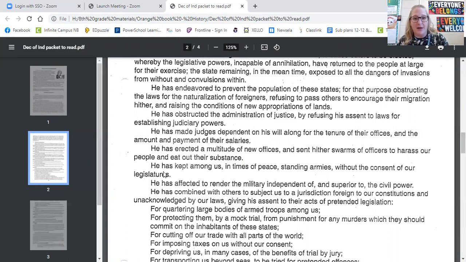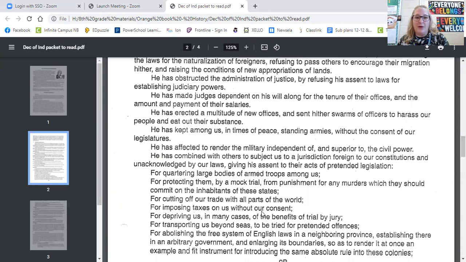Okay, highlight this part. He has kept among us in times of peace standing armies without the consent of our legislatures. Okay, this is important because, again, this is the Quartering Act. The Quartering Act said that soldiers needed to be housed by the colonists because they didn't have the money to pay for housing for them. So therefore, people could have some strange men living in their house simply because they needed to house and take care of soldiers.